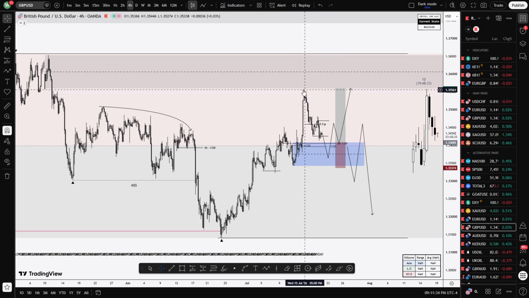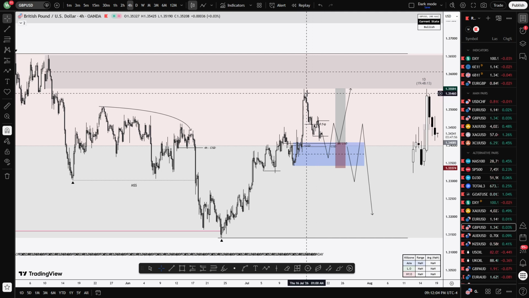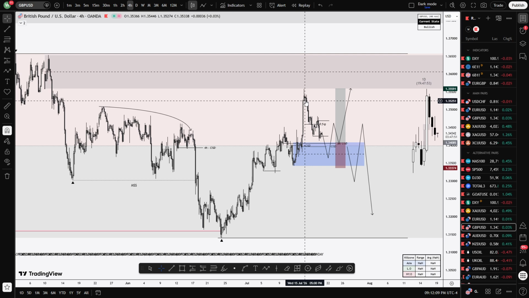Like I've said, if you're still in a trade and your stop loss is here, please break even, book some profit, right? I mean, from here to here is over 100 pips. You could be very well in profit, right? So if you are still in a trade, please put your stop loss below your entry, which is break even, right?